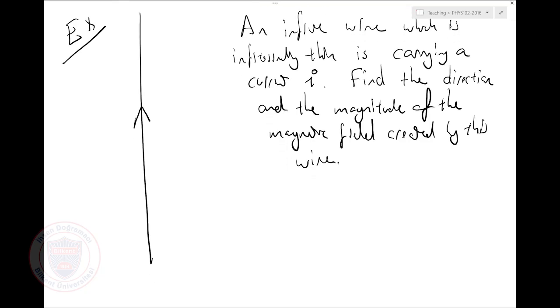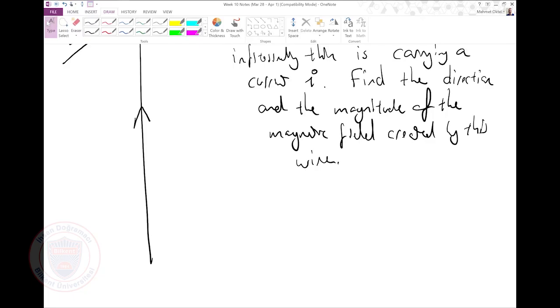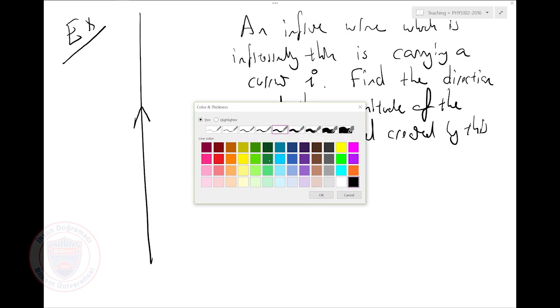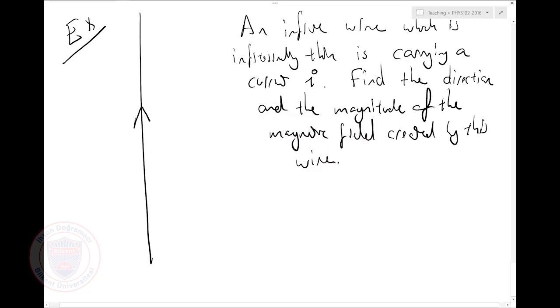What am I going to do? Let me use the symmetries of this system. All right? I'll say that I need to choose an Amperian loop. And how am I going to choose it? I'm going to choose it so that it actually encircles my current wire at a constant radius r.